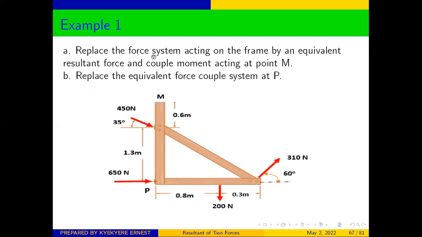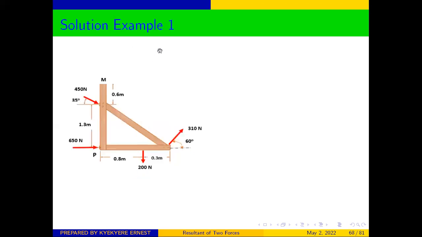Let's look at how to solve this kind of question. Good. How are we going to solve this question? Like this, which we have been given.